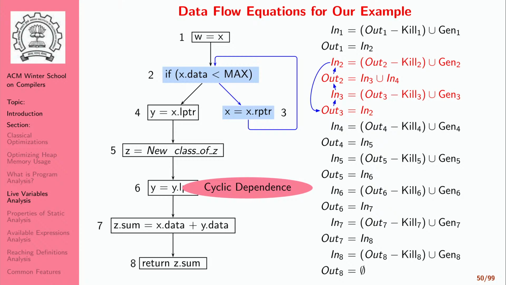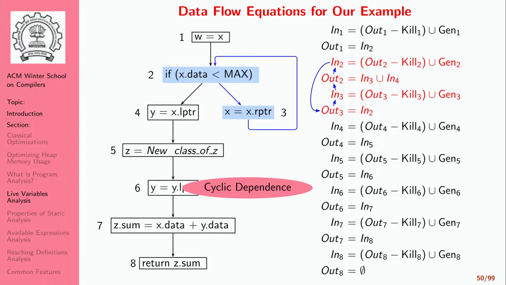In of 2 depends on itself because of the presence of the loop. Out of 2 depends on itself because of the presence of the loop. In of 3 depends on itself because of the presence of the loop. Out of 3 depends on itself because of the presence of the loop.